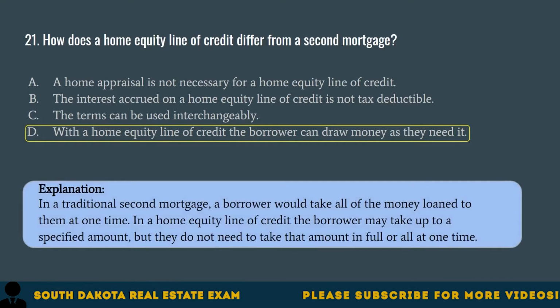With a home equity line of credit, the borrower can draw money as they need it. In a traditional second mortgage, a borrower would take all of the money loaned to them at one time. In a home equity line of credit, the borrower may take up to a specified amount, but they do not need to take that amount in full or all at one time.